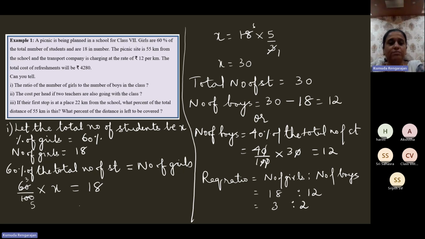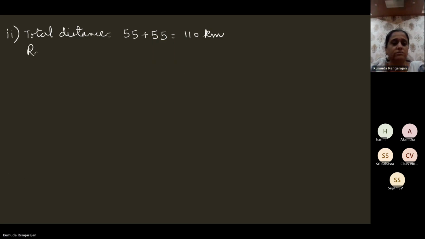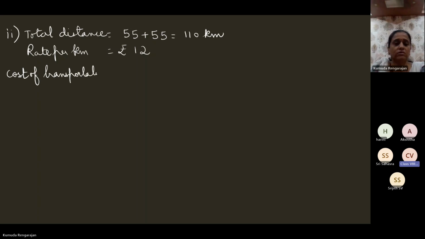Okay, and what's the rate per kilometer? 12 rupees. Correct. Rate per kilometer is equal to rupees 12. So what is the cost of transportation? Into 110. So cost of transportation is equal to 110 into 12.